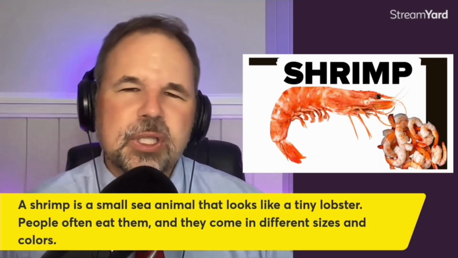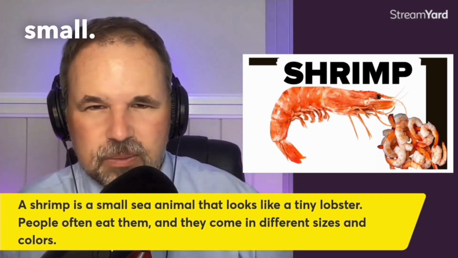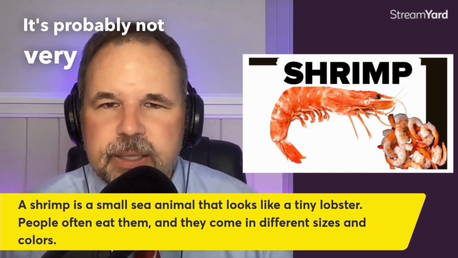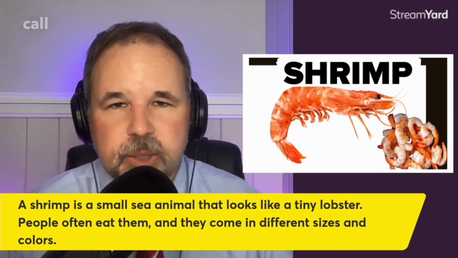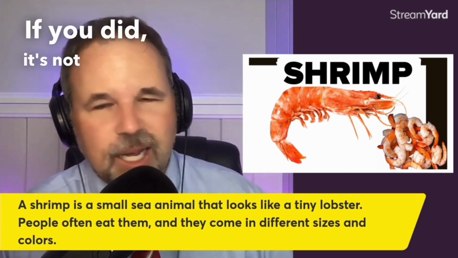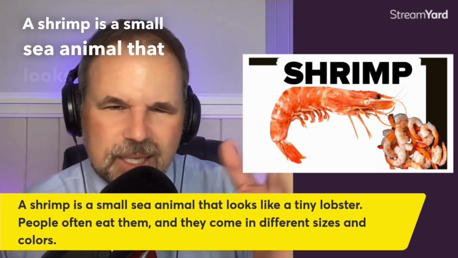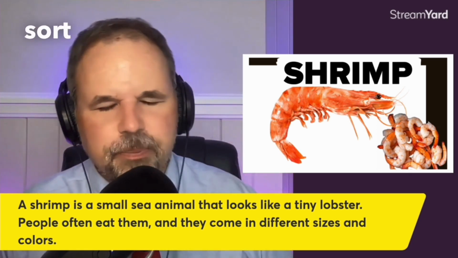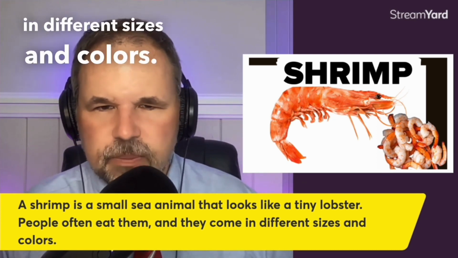Shrimp. Usually when you hear the word shrimp, think of something small. It's probably not very nice, but someone who is short, we could probably call them a shrimp. They would probably be upset with you if you did. But a shrimp is a small sea animal that looks like a tiny lobster, sort of. People often eat them, and they come in different sizes and colors.